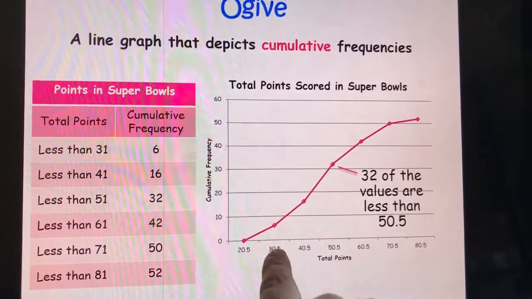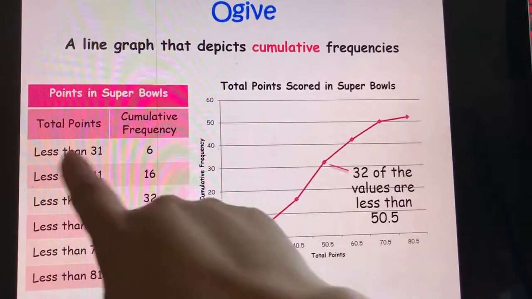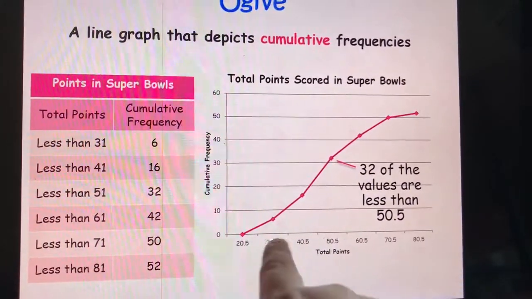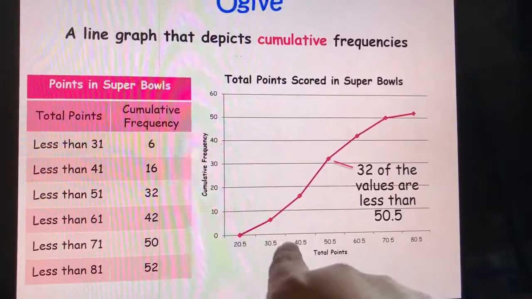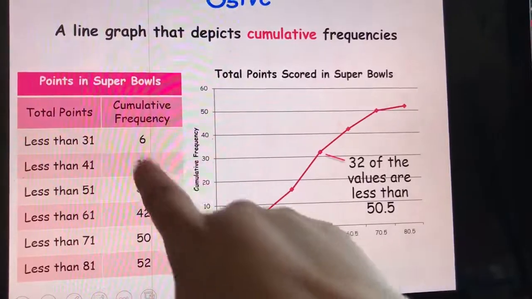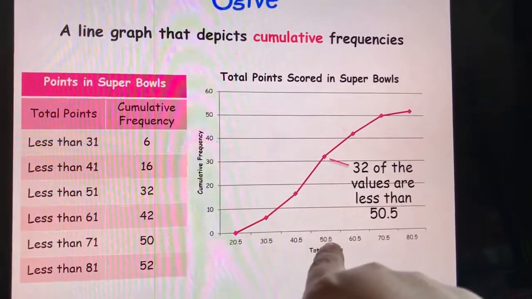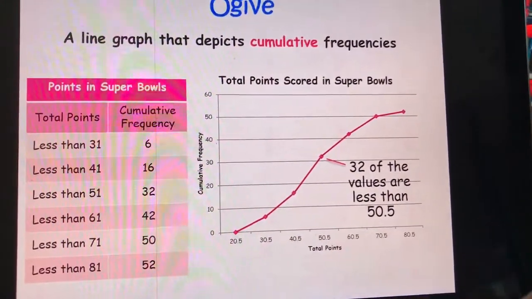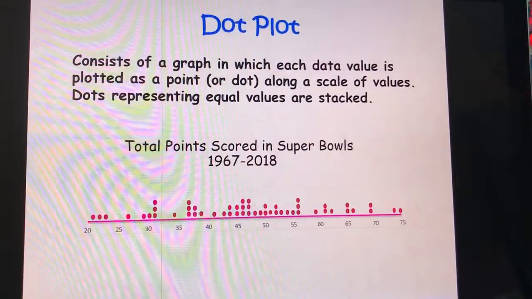And then 30.5, which is the same thing as less than 31. Because we're talking about points scored, you can't have decimals, so those are the same. That would be 6, and then less than 41 or 40.5 is 10 plus 6, which is 16. And then less than 51 or 50.5 is 32, and so on and so forth. So that just shows you the graph of your cumulative frequencies.